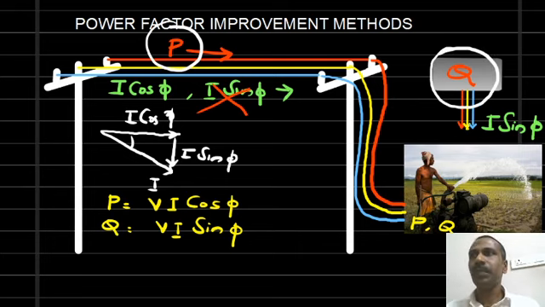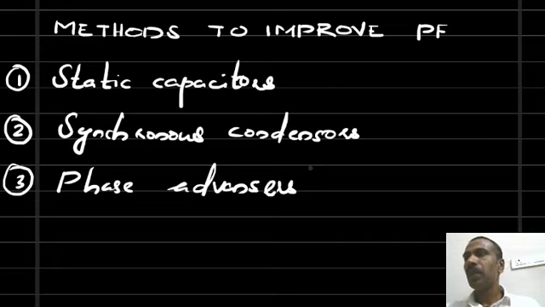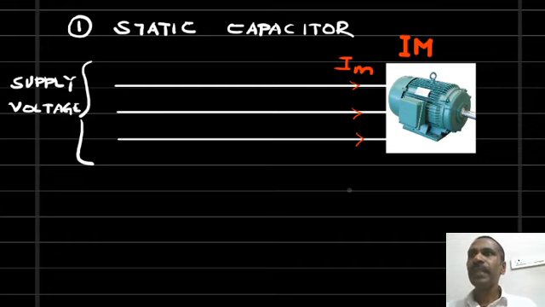Now we'll see the methods to improve the power factor. In all the methods, we are giving the reactive power locally to the inductive load. The first method is static capacitors, the second method is synchronous condenser, and the third is phase advancers. Now consider the first method, static capacitor. We have an induction motor which is working at lagging power factor. We'll see how we can improve the power factor.